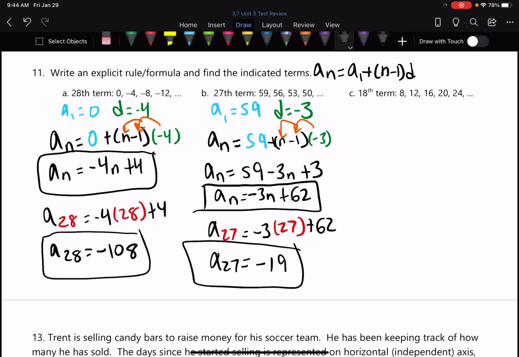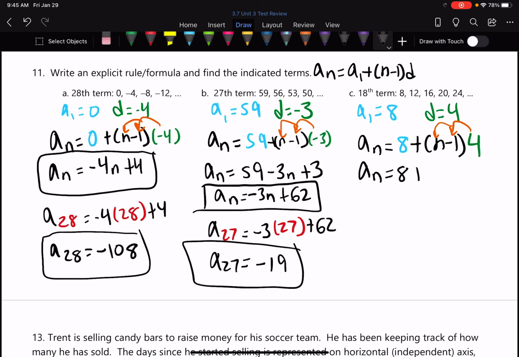Lastly, let's look at C. We've got our 18th term of the sequence, 8, 12, 16, 20, 24. Our initial term is 8. And our difference, we're adding 4 each time. So our difference is a positive 4. So a sub n equals 8 plus n minus 1 multiplied by 4. And we'll distribute the 4 through. So a sub n equals 8 plus 4n minus 4. Combine like terms, 8 minus 4 is 4. So my a sub n equals 4n plus 4.